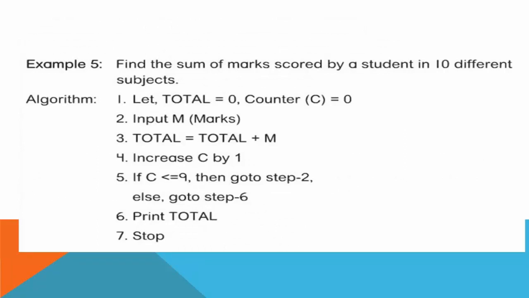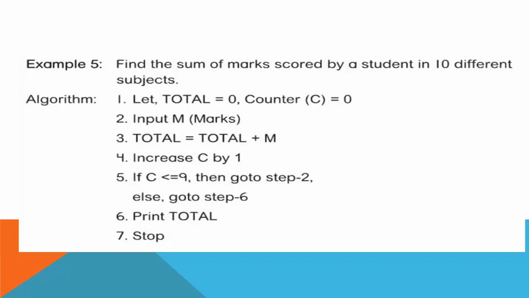Example 5. Find the sum of marks scored by a student in 10 different subjects. Now, here we are going to consider a new variable called the counter. Now the counter means whenever a new line of program is run, then the counter shifts from one place to the other. That means, let us discuss the example, then you will understand.